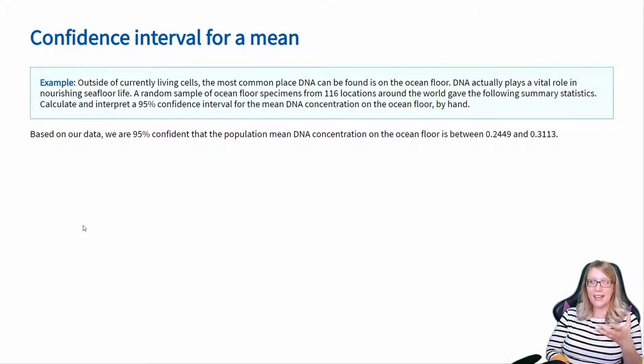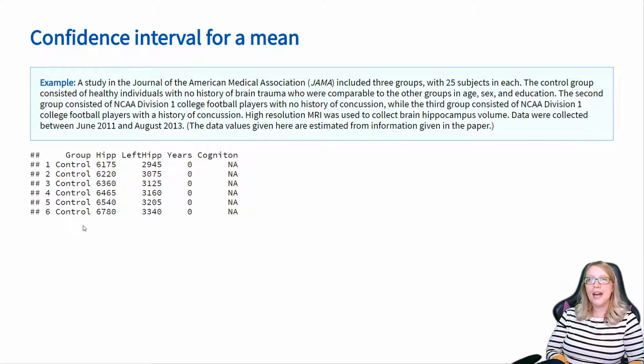What is this telling us? Well, based on our data, we're 95% confident that the population mean DNA concentration on the ocean floor is somewhere between 0.2449 and 0.3113. So changing to the t-distribution hasn't affected how we interpret these confidence intervals at all. The only thing that's really been impacted is just what we multiply the standard error by. So let's take a look at another example.